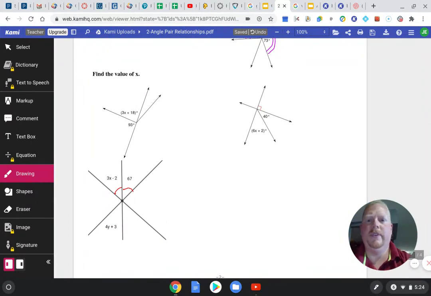Last concept. Let's use what we know about the vertical angle theorem and the linear pair theorem, and let's set up some algebraic equations to solve them. So here in this first example, I can see that these two angles that have information on them make a straight line. That means they're a linear pair. It means they're supplementary. So I know that 3x plus 18 plus 93 equals 180. Make sure you know how to set up an equation like that. Linear pairs will always add up to be 180.